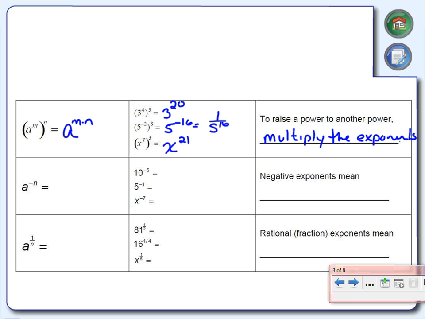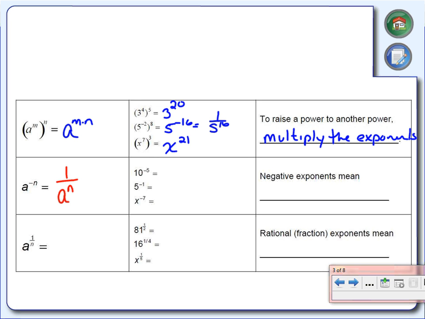Multiplying the exponents. Again, this is a rule that you're already familiar with. The next rule we have here is a to the negative n power, which we've already seen on a couple of these examples. We just got through saying we cannot have a negative exponent. So what we do to fix it is we rewrite it as 1 over a to the positive n power.